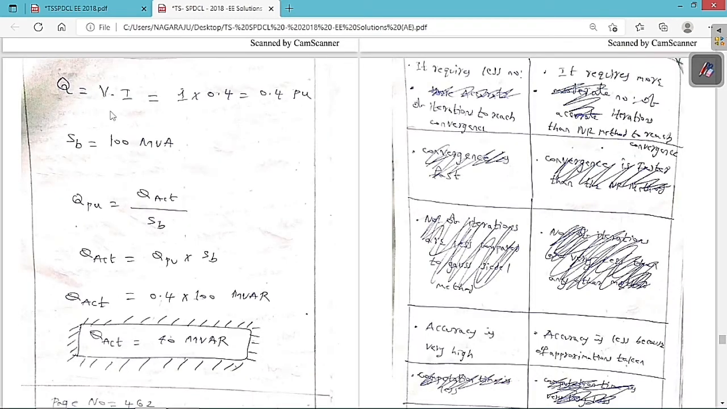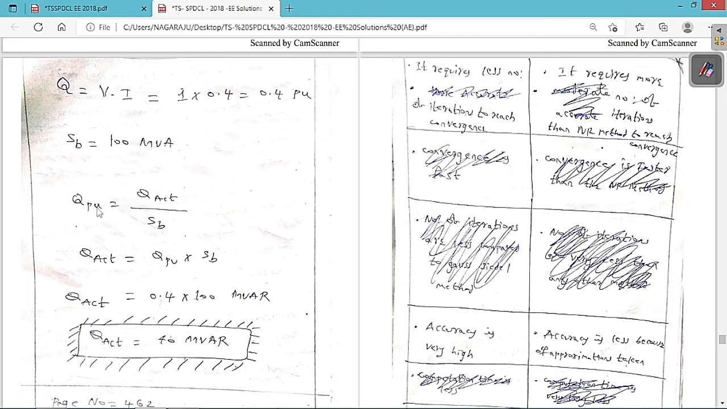Reactive power is equal to voltage into current. What is the voltage across the capacitor, which is 1 per unit? And what is the current of the capacitor, which is 0.4 per unit? So 1 into 0.4 is nothing but 0.4 per unit. So this is basically in terms of per unit. But what is the base MVA? Base MVA is nothing but S base is equal to 100 MVA.